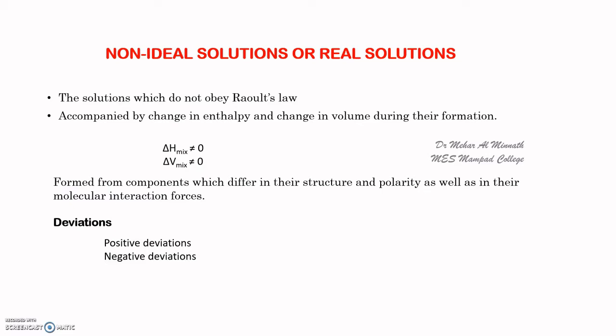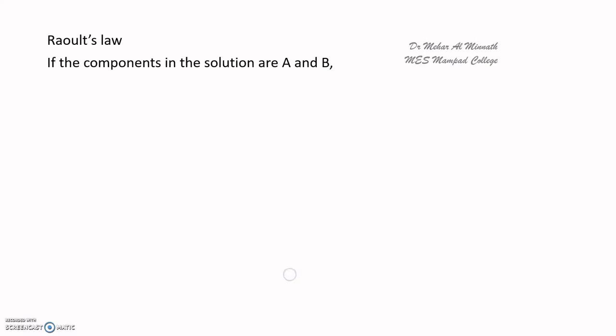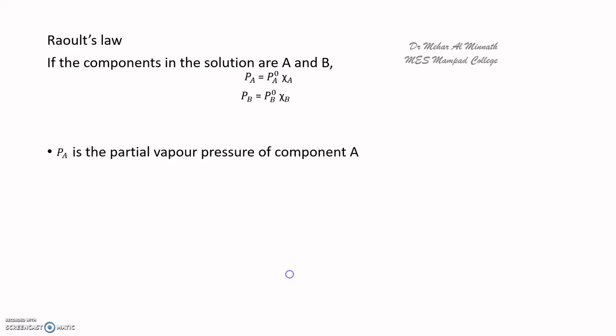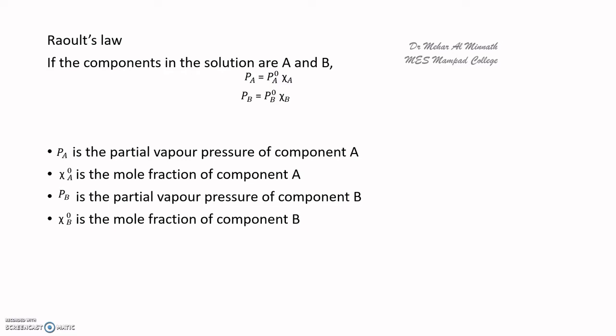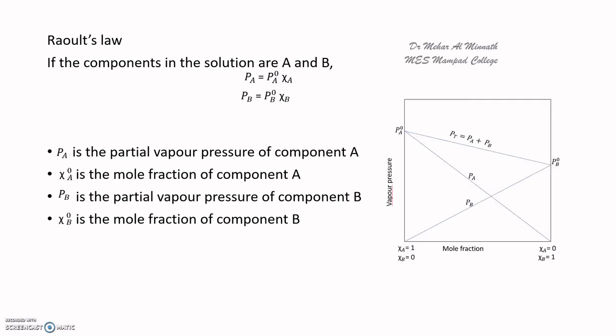The Raoult's law says that if the components in the solution are A and B, then the partial pressure of A in the solution will be equal to the vapor pressure of pure A into chi A, that is the mole fraction. Similarly for B. And the plot for vapor pressure versus mole fraction will be a straight line. You can see here, this we had seen in the last video.